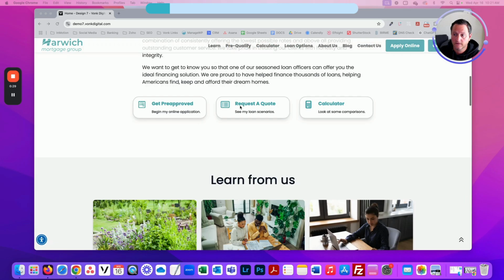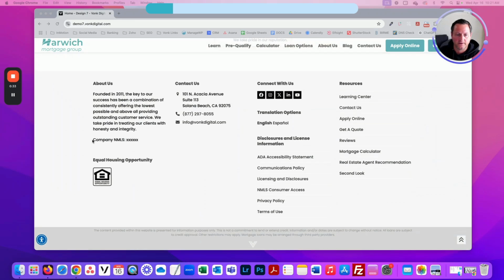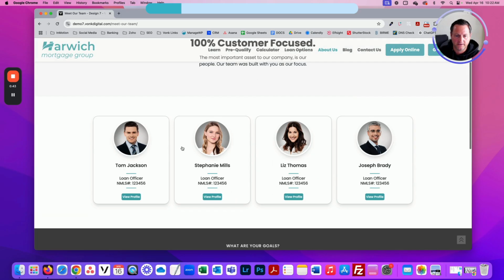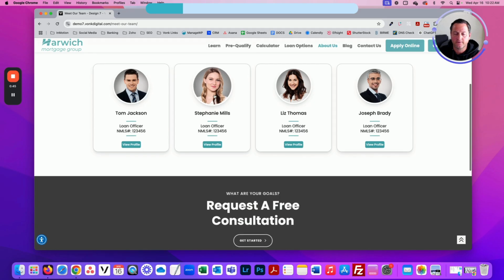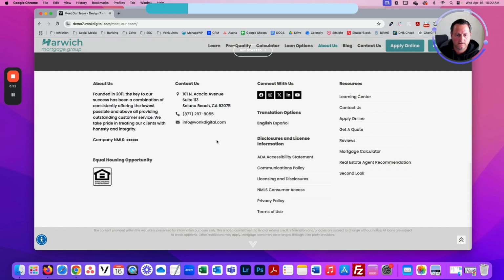sometimes all of them. So every website, you've got to have your NMLS information. You have to list your NMLS, and you also need to have a link to consumer access. Every single loan officer as well. So if you have team pages like this, everywhere you have them showing on the website, they have to have their NMLS number visible.